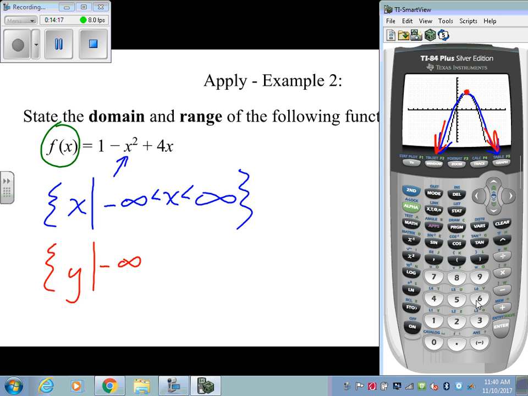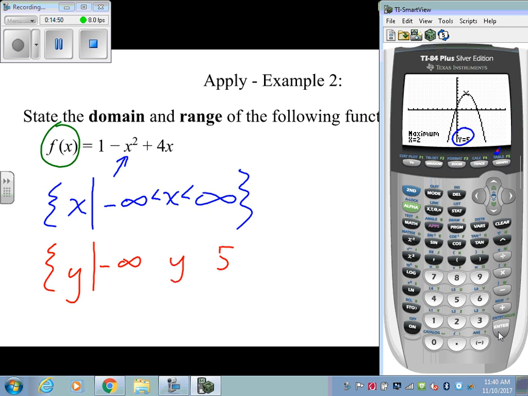Now, how could I figure out exactly where that's going? Now, we might be able to just look at the graph and say, okay, it looks like maybe it's about 5 or something like that. But again, we can always just go to second and trace. We want to find our maximum in this case, which would be our vertex. Left bound, hit enter. I'm going to go to the right, hit enter, make my guess, and I can see that in fact my y is, or my maximum has a y value of 5. So I'm going to go up to 5 as my max, a y.